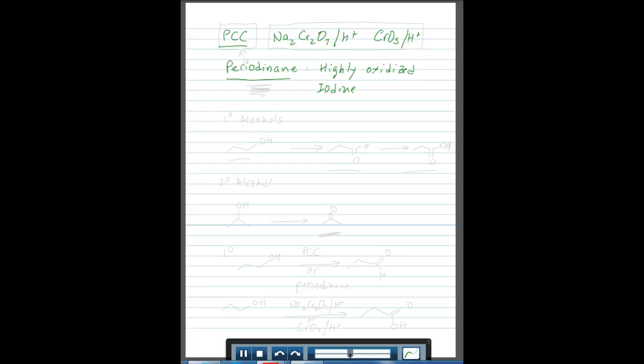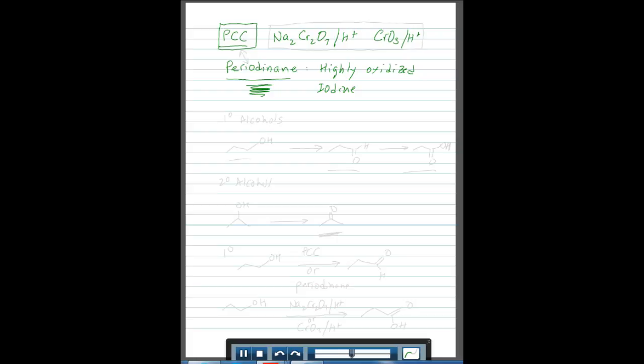So I'm going to use both. I'm going to use PCC because that's more what's been used. But just note that your book does use more of the highly oxidized iodine compound. So you'll see them both, but these can be used interchangeably. Okay, so let me show you when you use each one and why you would use each one.